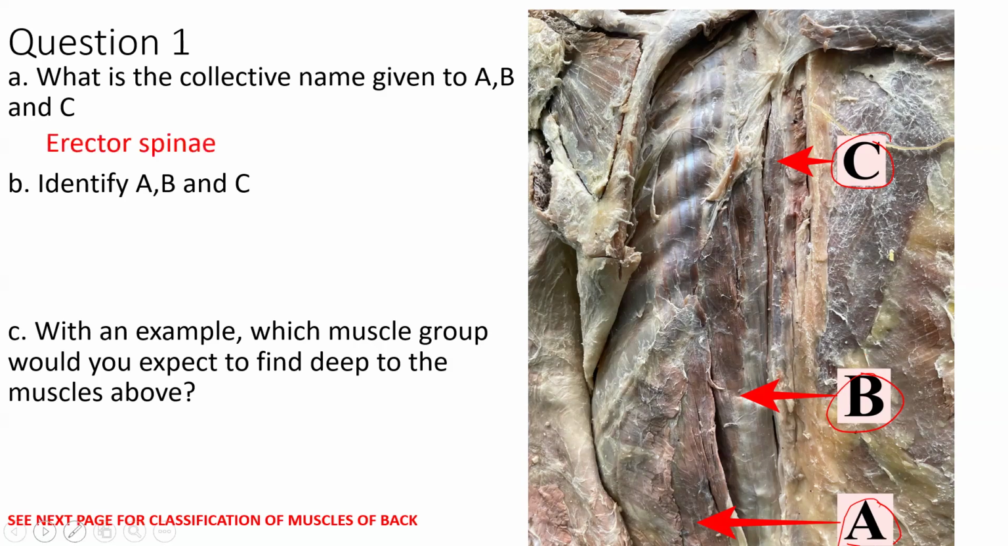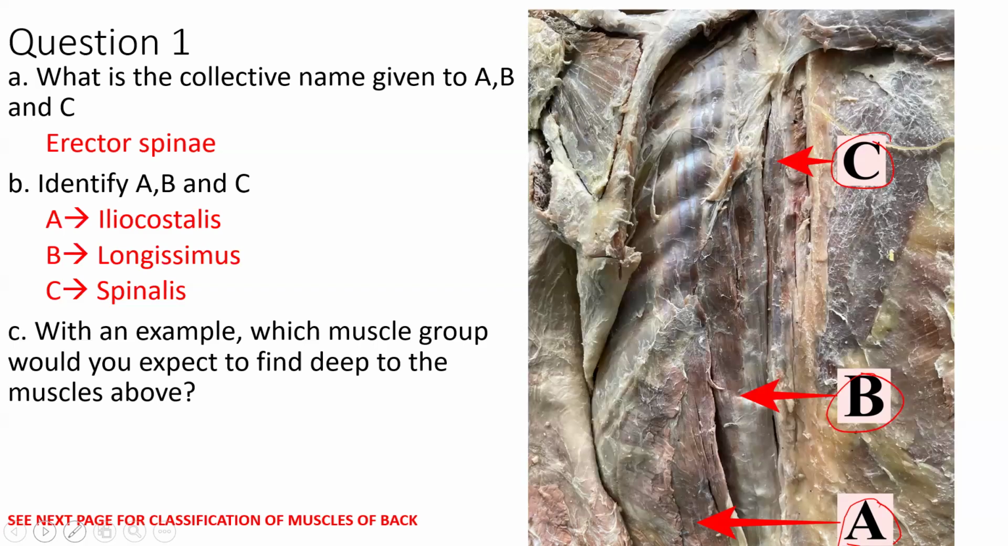So the erector spinae muscle has 3 parts. A, which is the most lateral part, originates from the iliac crest and is attached to the ribs. So for that reason, it is known as iliocostalis. B, on the other hand, is a long muscle, so it was named longissimus. And C just lies next to the spine, so it's named spinalis. So those are the three muscle components of the erector spinae muscle. Erector spinae is a collective term for these three.